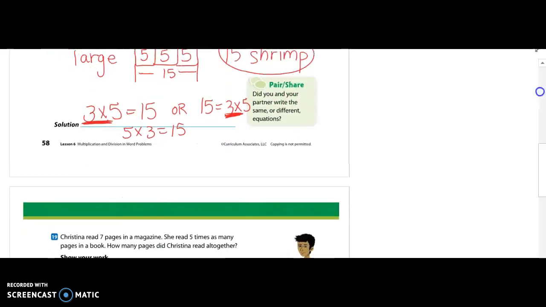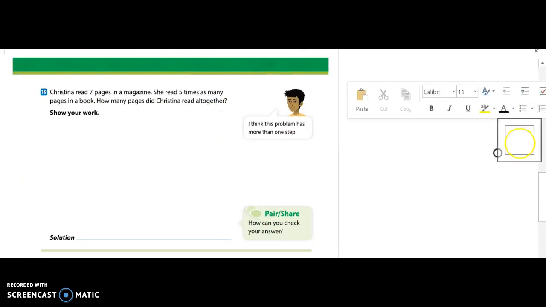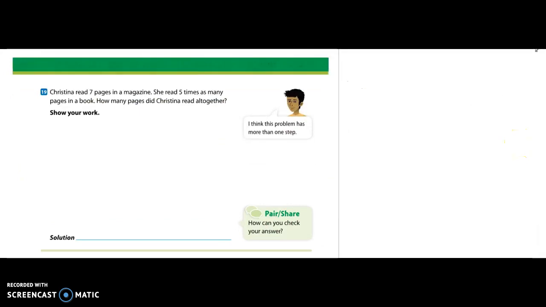Let's look at number 19 on the next page, on page 59. Christina read 7 pages in a magazine. She read 5 times as many pages in a book. How many pages did Christina read altogether? Well, automatically, I know this is a multiplication comparison problem because I hear 5 times as many as something else. We're comparing something to something else. Now, what are we comparing to?